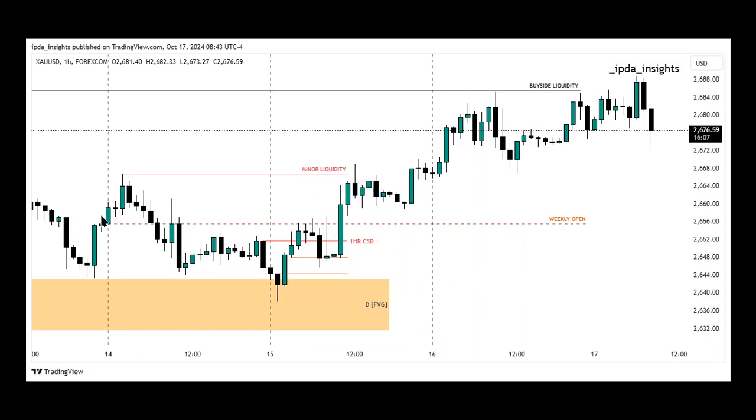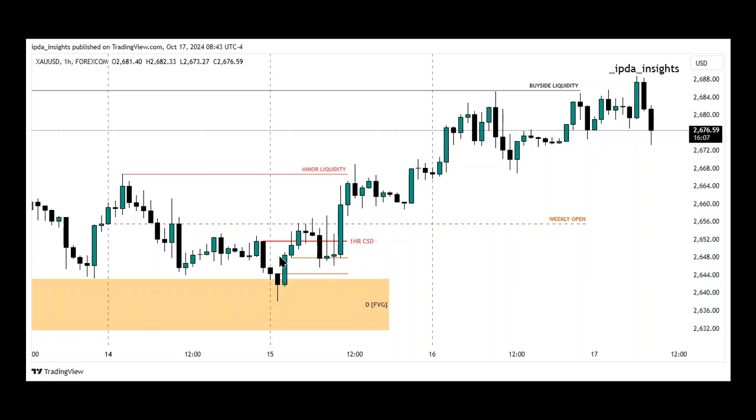Let's go to that. This is Monday, Tuesday, Wednesday. I'm focusing on Tuesday. There's the weekly opening price. We open here at midnight, trade higher, then we start to consolidate, trade lower, manipulate. There's your accumulation, manipulation, and distribution.